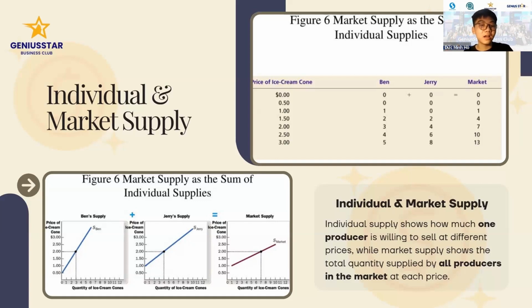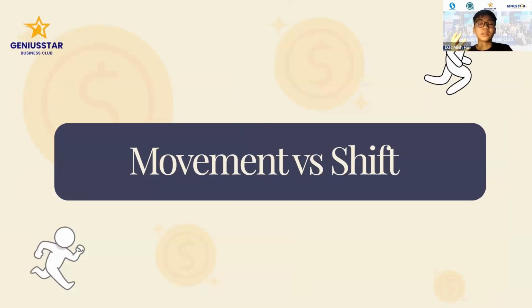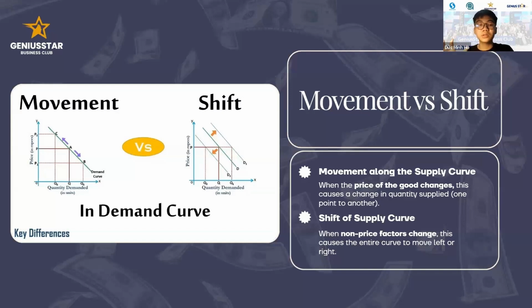Okay, now let's clarify one of the most important distinctions, the movement along the supply curve versus a shift of the supply curve. A movement along the supply curve happens when the price of the good itself changes. This leads to a change in quantity supplied, shown as a movement from one point to another on the same curve. The curve doesn't move, only the position on the curve changes. In contrast, a shift of the supply curve happens when non-price factors change. This could be things like production costs, technology, taxes, or the number of firms in the market. When these factors change, the entire curve shifts either to the right, meaning supply increases, or to the left, meaning supply decreases. So remember, price change means a movement along the supply curve, while non-price change leads to a shift of the whole curve.